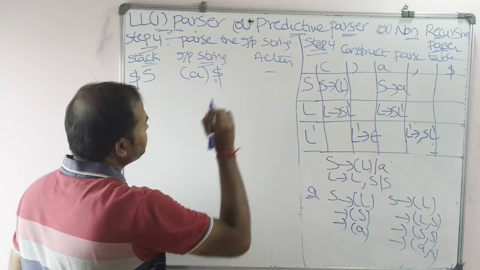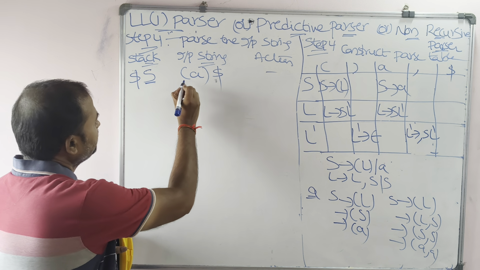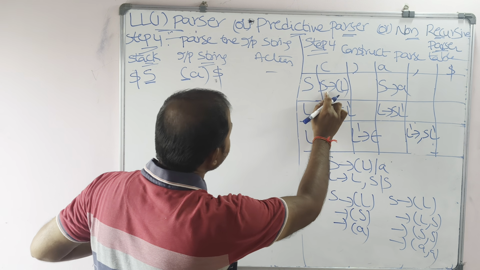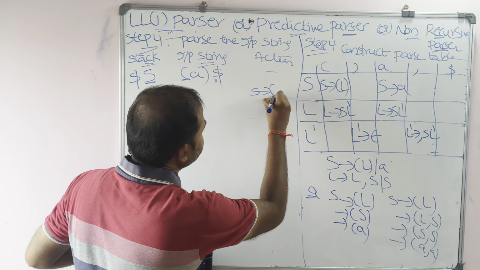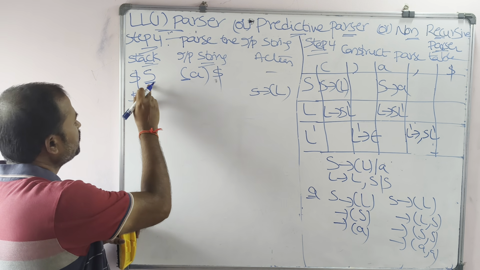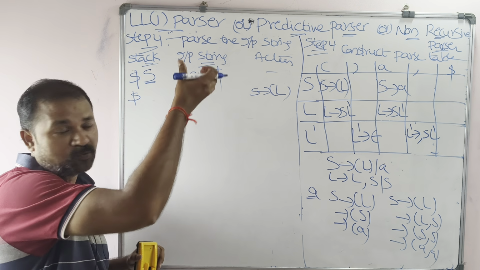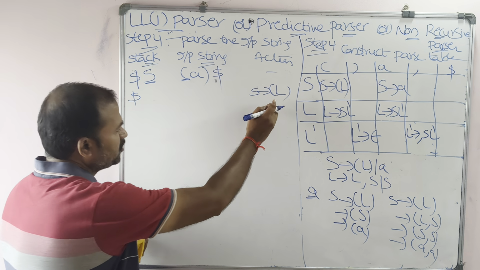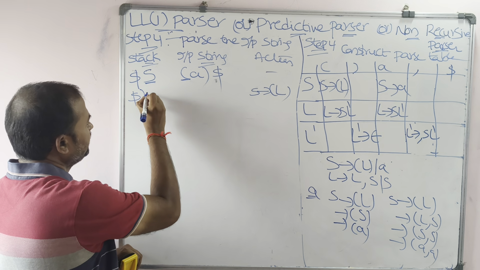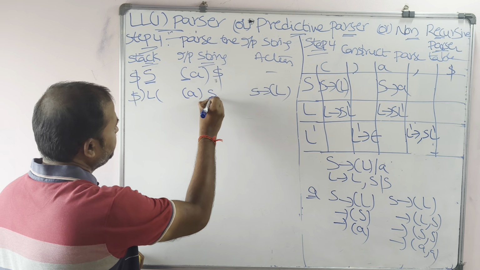Initially the action is nothing. Here the top of the stack is S, and the input symbol is left parenthesis. So the action is S produces left parenthesis L right parenthesis. So replace this S with the reverse of this one. Why? Because we have to push the symbol onto the stack, so in reverse order, perform the push operation. First right parenthesis, next L, next left parenthesis, A right parenthesis.